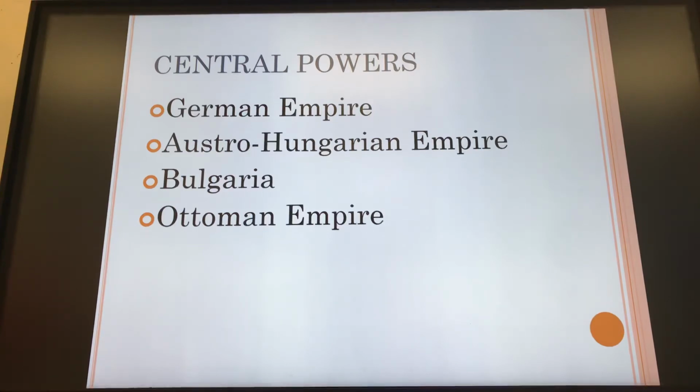But because of the alliance system that these countries had developing prior to World War I, countries come to Bulgaria's aid, countries come to Serbia's aid, and the next thing you know, you've got a full-fledged world war. So you have the German Empire, the Austro-Hungarian Empire, Bulgaria, and the Ottoman Empire. The Ottoman Empire is where present-day Turkey would be roughly found in Europe.